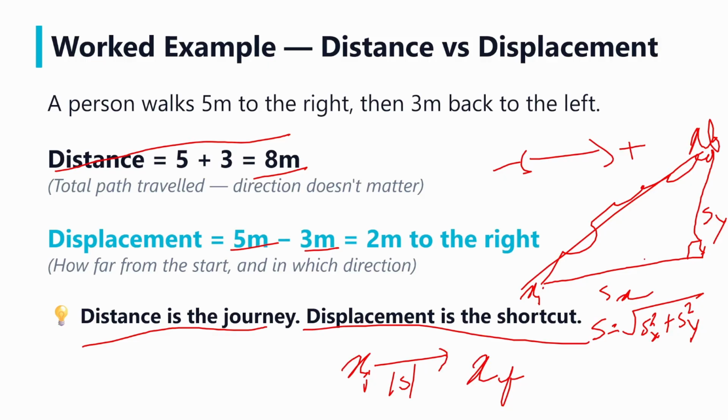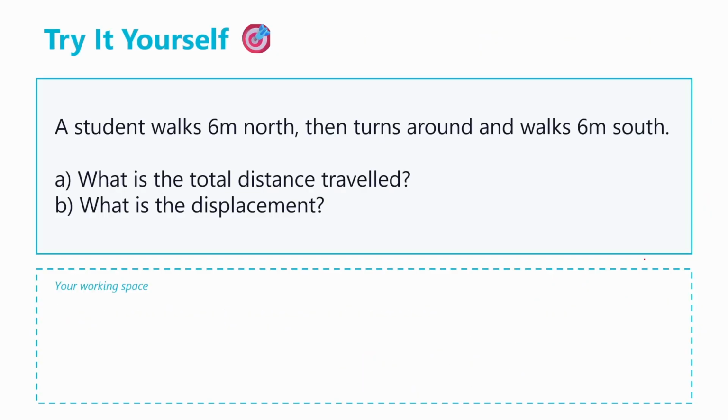You don't have to follow everything blindly, alright? So let's do a practice problem. A student walks 6 meters north and turns around and walks 6 meters south. Basically what happens is they walk 6 meters and they turn back 6 meters.